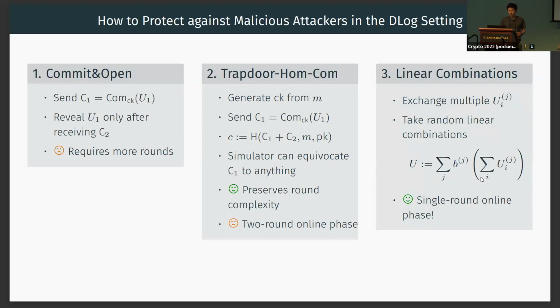So there's a more interesting method, which uses linear combinations. So in this method, you first exchange a bunch of U values. And then upon receiving all U values, you take random linear combinations. And how the random linear combination coefficients are derived will be explained later. So this is nice because the first round of interaction can essentially be performed offline. So this leads to a single-round online phase.